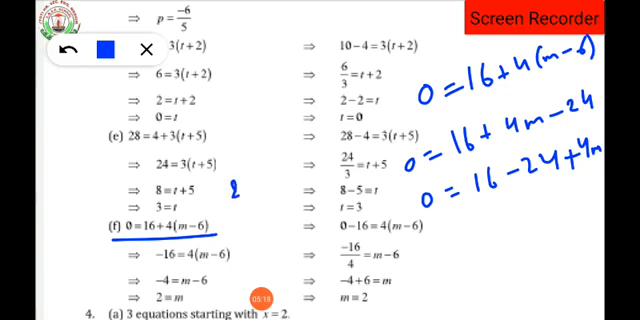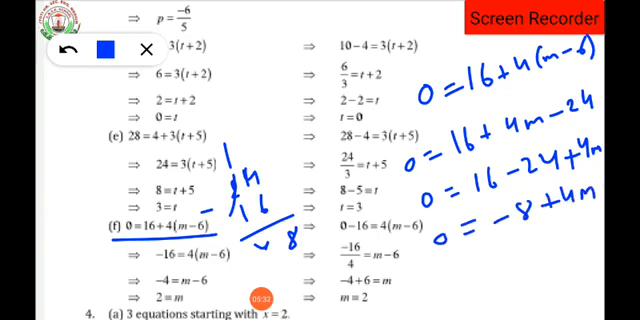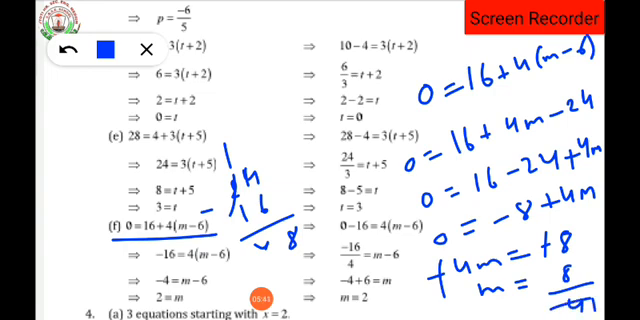Now 16 minus 24, 4 minus 6, 8, isn't it? So here we are getting the answer as 0 is equals to minus 8 plus 4m. So minus 4m is equals to minus 8, minus minus will get cancelled, m is equals to 8 divided by 4, that will be 4 ones are 4, 4 twos are 8. So what is the value of m we are getting? The value of m we are getting as 2.